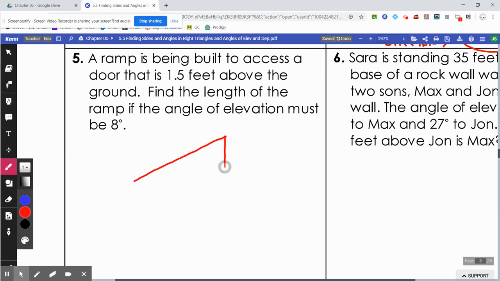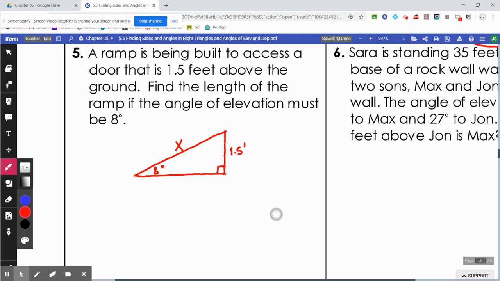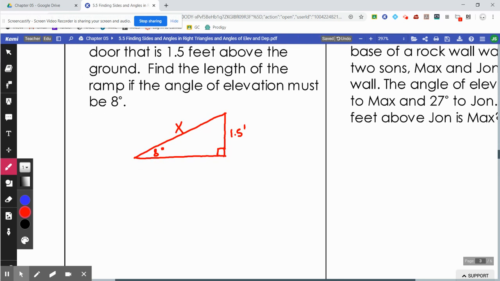So here's the ramp. The door is 1.5 feet above the ground. Find the length of the ramp if the angle of elevation must be 8 degrees. So we're looking for the length of the ramp. So we're simply looking for our hypotenuse here.